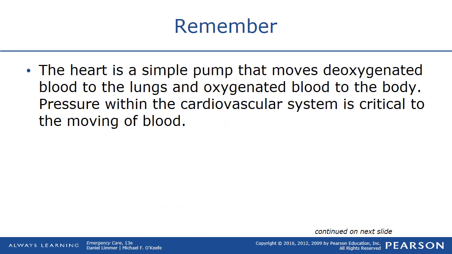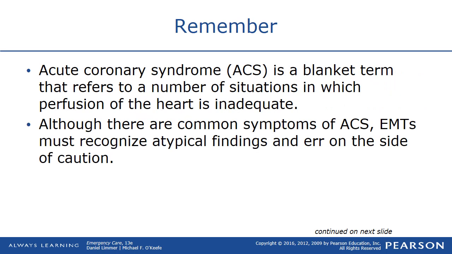The heart is a simple pump that moves deoxygenated blood to the lungs and oxygenated blood to the body. Pressure within the cardiovascular system is critical to the moving of blood. Acute coronary syndrome is a blanket term that refers to a number of situations in which perfusion of the heart is inadequate. Although there are common symptoms of acute coronary syndrome, EMTs must recognize atypical findings and err on the side of caution.